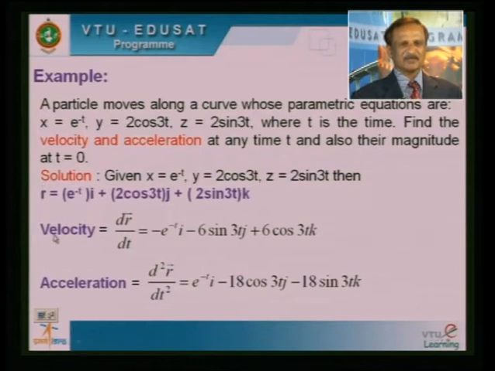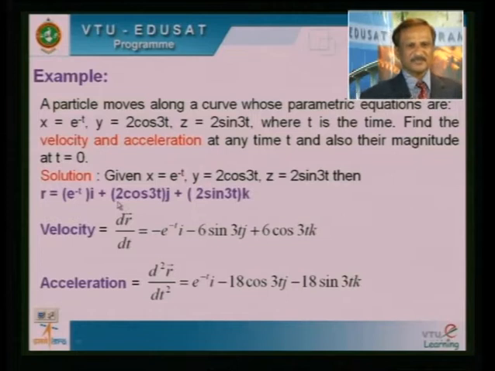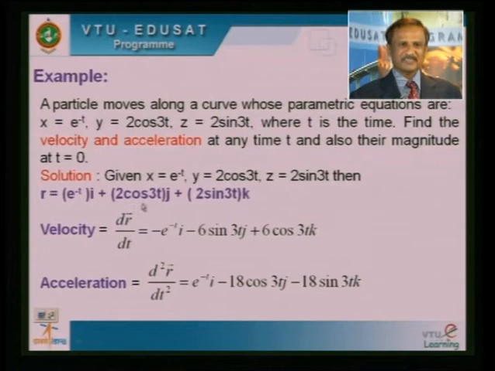Is it clear? So now I want to calculate velocity. Velocity means you differentiate this function with respect to t. The derivative of e raised to minus t is minus e raised to minus t, so you know the derivative of e raised to minus at. Using that formula, I hope you can differentiate, with i as it is. Now the derivative of 2 cos 3t. Friends, you know the derivative of cos at. Here 2 is constant, keep it as it is. The derivative of cos 3t is minus 3 into sin 3t. That's why you will get 2 into 3 is 6, minus sin 3t j as it is.